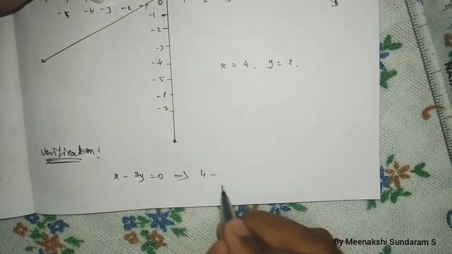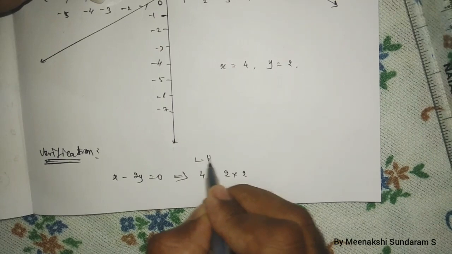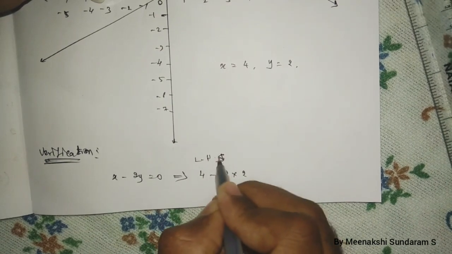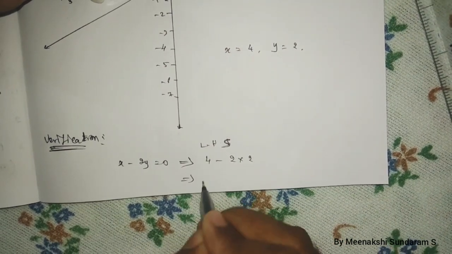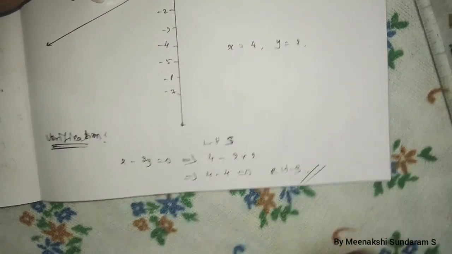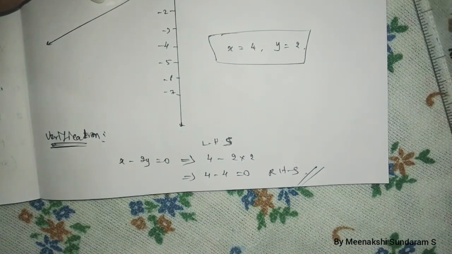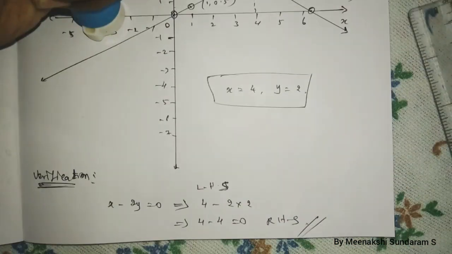Because we found out x and y value. So minus 2 into 2. That is why we just consider the left hand side. We can check whether we get the right hand side or not, right? So 4 minus 4, that is 0. It is the right hand side. Clear? So it is equal. So we verified the answer. Our answer is right. Clear? Any doubt? So you go to the next problem.